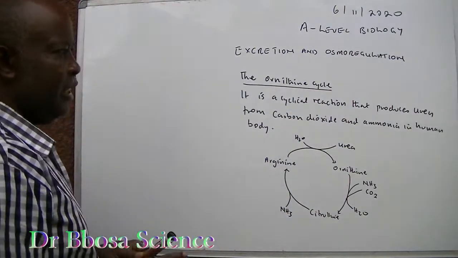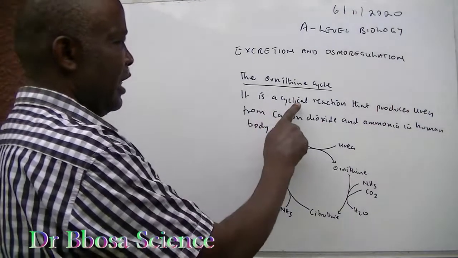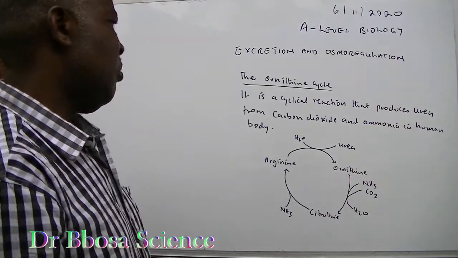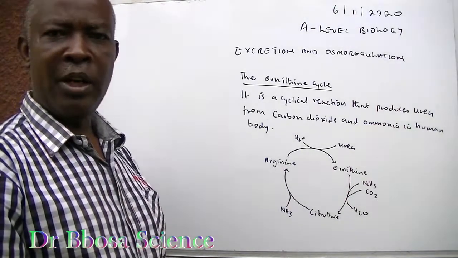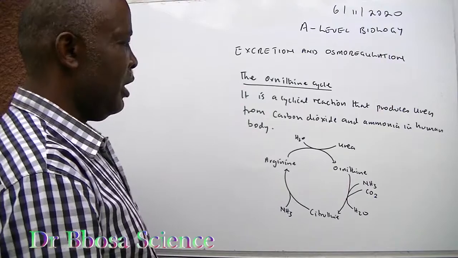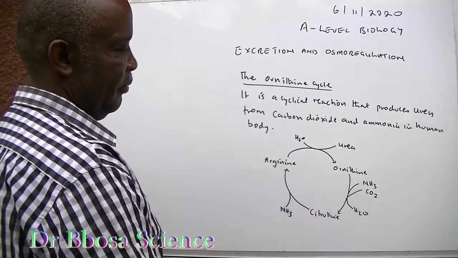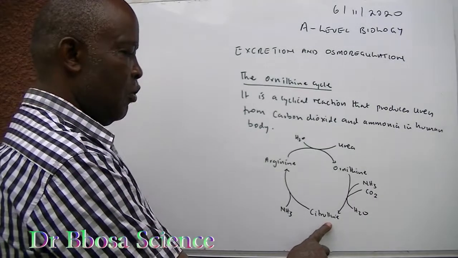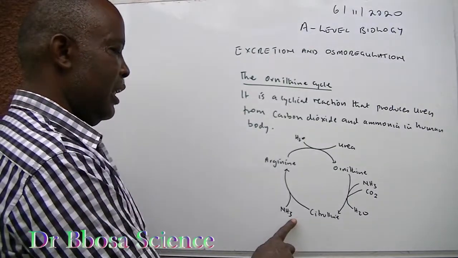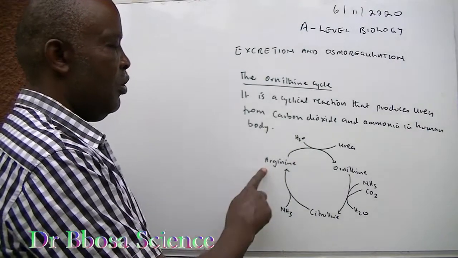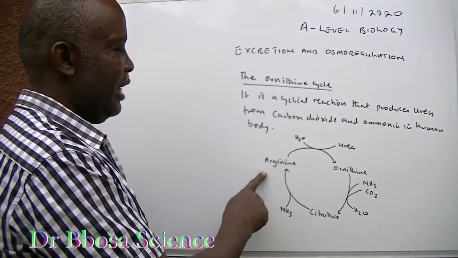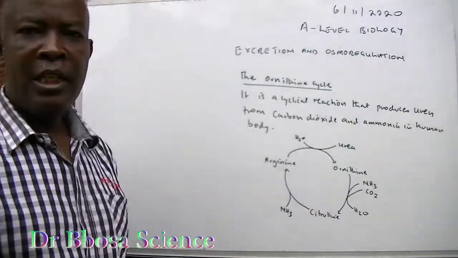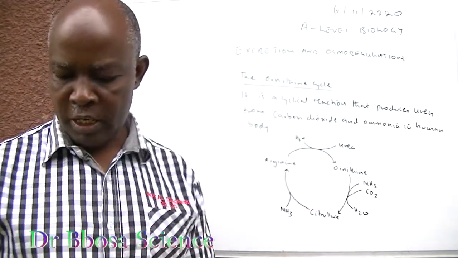The Ornithine cycle. It is a cyclical reaction that produces urea from carbon dioxide and ammonia in the human body. Ornithine reacts with ammonia and carbon dioxide to produce citrulline. Citrulline reacts with ammonia to produce arginine. Arginine decomposes to produce urea and ornithine in the presence of water.